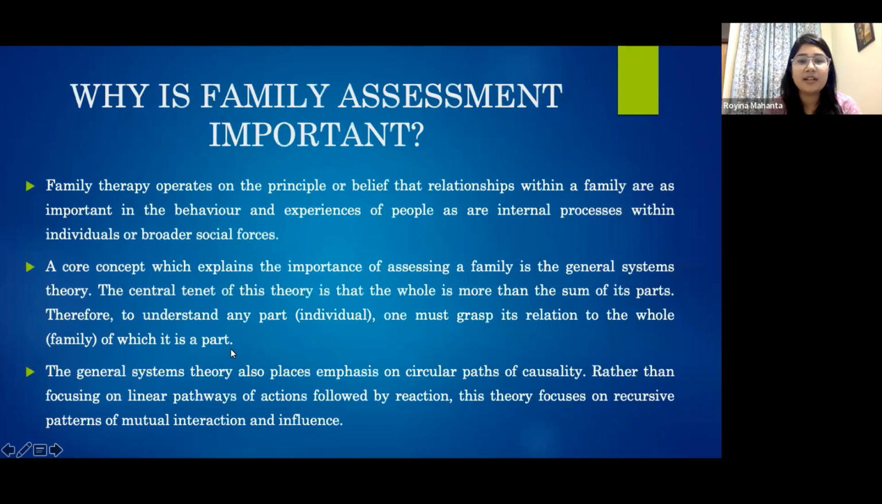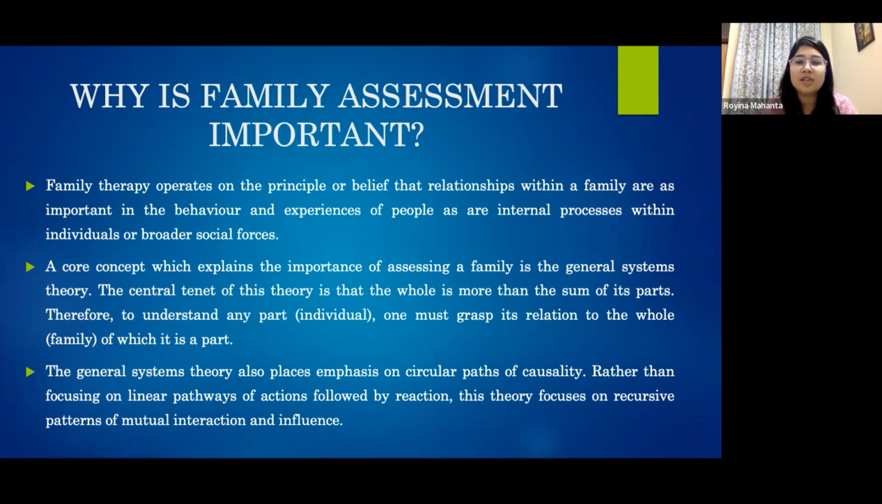So before starting with the domains, let me quickly talk about why family assessment is important. Family therapy operates on the principle or belief that relationships within a family are as important in the behavior and experiences of people as the internal processes within individuals or broader social forces. The general systems theory is one theory which beautifully explains the importance of this family assessment.